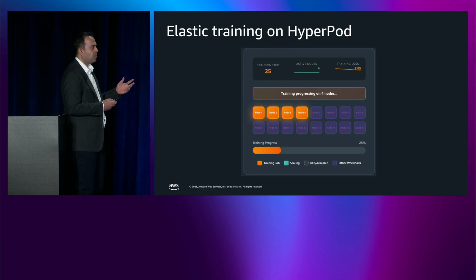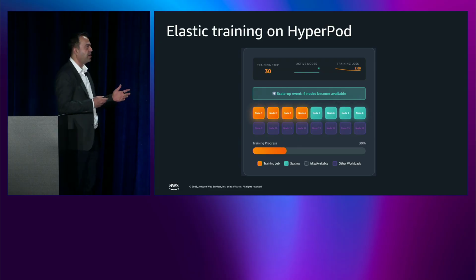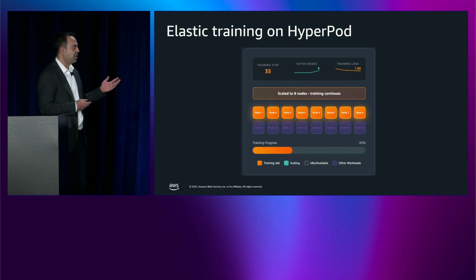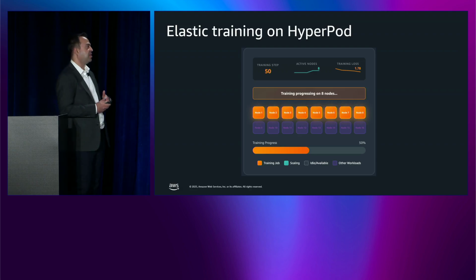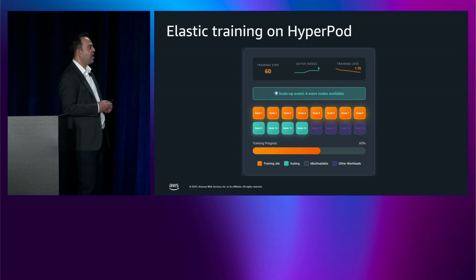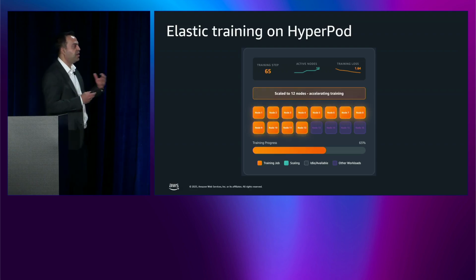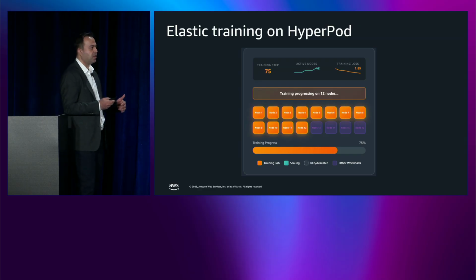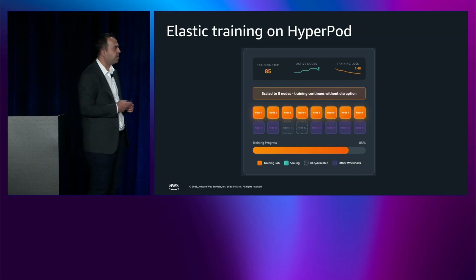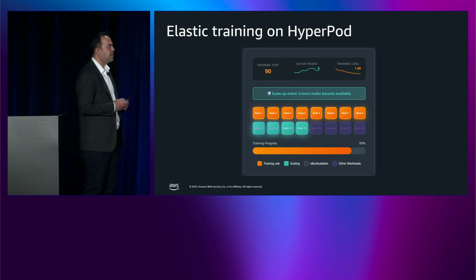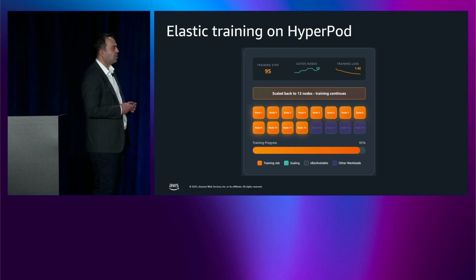So let's see how it works. So you've got a training job running. You have 4 nodes become available, and so your training job automatically scales up and then further scales up. And then when you need capacity out of this training job, because let's say your inference is scaling up and you need capacity to scale inference up, it can also easily scale down. And the training continues to make progress throughout this process.